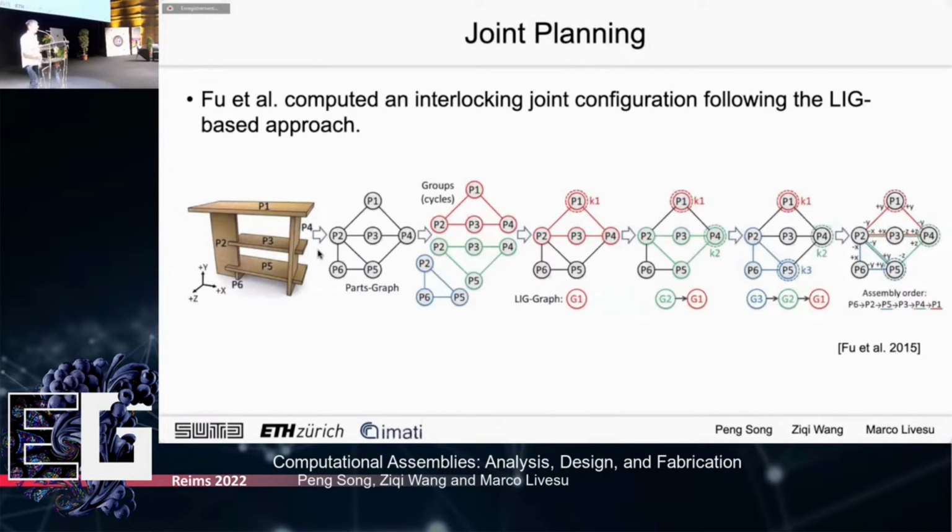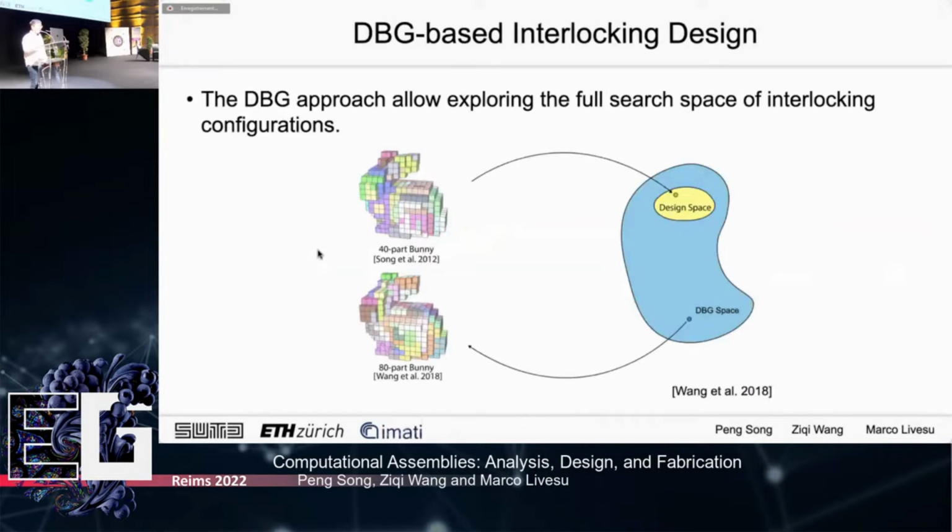One typical approach for this kind of joint planning problem is to construct so-called local interlocking groups, LIGs, which are subsets of connected parts that are locked by a specific key in the group. Once multiple LIGs as well as their blocking dependency between them are made, the resulting assembly is guaranteed to be global interlocking. However, the limitation of this LIG method is that the explored search space is restricted to a small subset of all possible interlocking configurations. A much larger design space can be obtained by using directional blocking graphs.